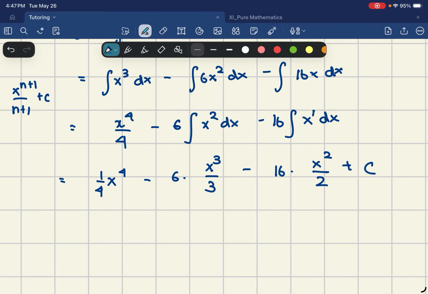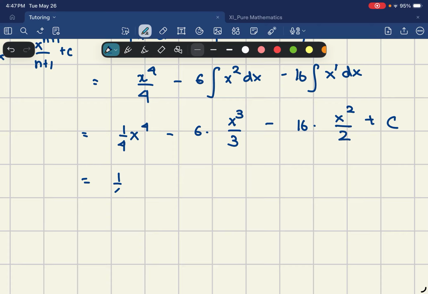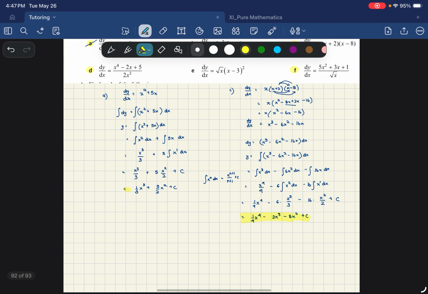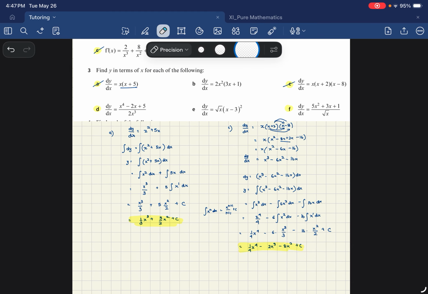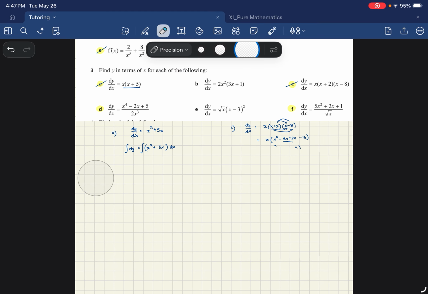So x, you have power 1. So you increase your power by 1, you divide by the new power. So you get 1 over 4 x to the power 4 minus 2x cubed minus 8x squared plus c. And that is your solution. So these are the solutions for A and C. And now let's do D and F. All right, so let me erase everything. I hope that is okay.